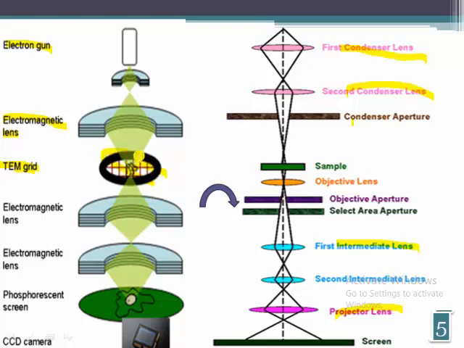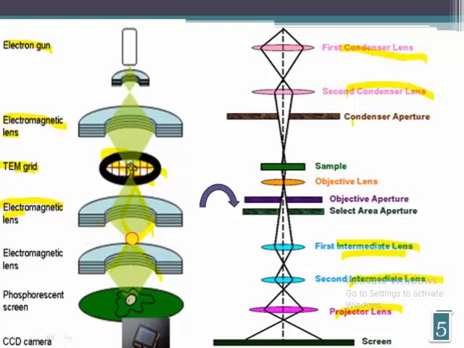Now after that, there will be a transmission of electrons, and it will come over here to the second electromagnetic lens, which you can say is the intermediate lenses. There are also first and second intermediate lenses. What it will do is again transmit the electrons, and it will magnify the first diffraction.